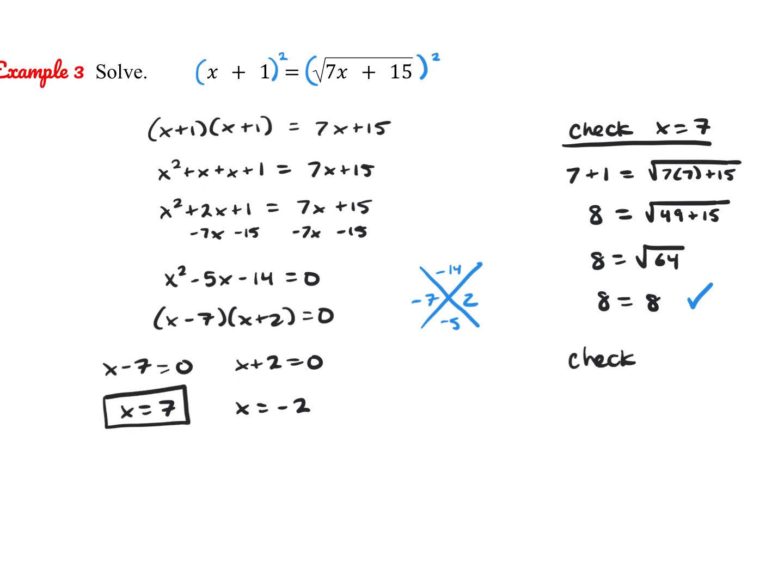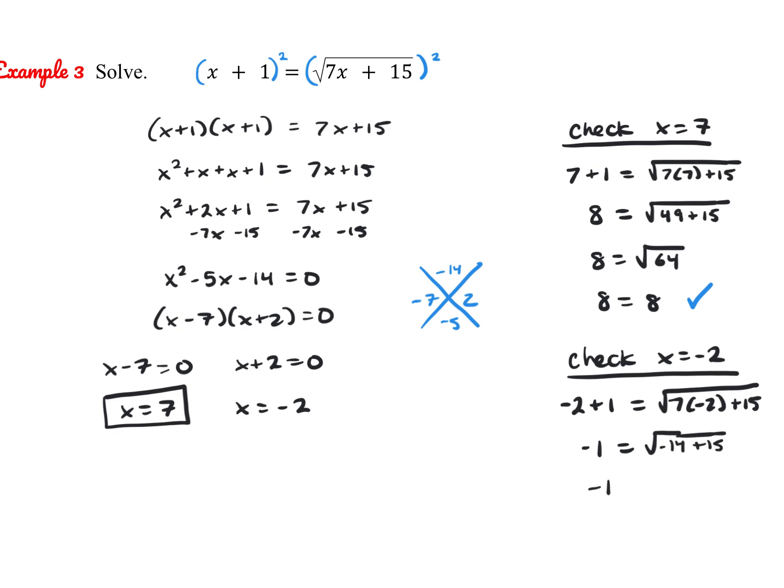And then we need to check x equals negative 2. So we have negative 2 plus 1 equals the square root of 7 times negative 2 plus 15. So here we get a negative 1 on the left side of our equation. On the right, we get negative 14 plus 15, so negative 1 equals the square root of 1. The positive square root of 1 is just 1. If they wanted the negative square root, it would already be there. If they wanted the plus or minus, it would be there.